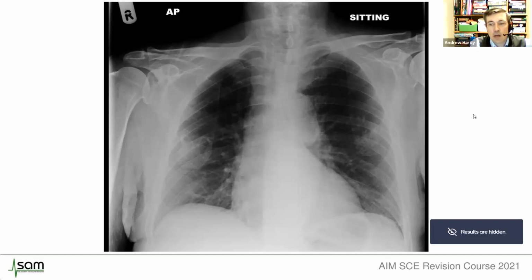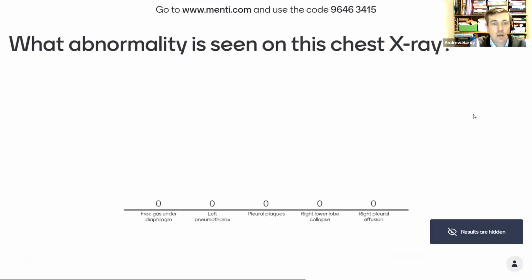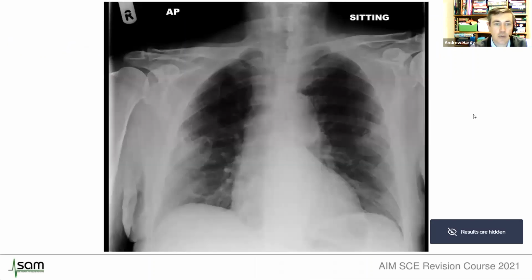What I'll do is I'll just show you the answers and then I'll come back to the X-ray because you might need a bit longer to look at it after you've seen the options for the answers. So we've got free gas under the diaphragm, pneumothorax, pleural plaques, right lower lobe collapse, or pleural effusion. So I'll just go back to the X-ray before you do your answers.